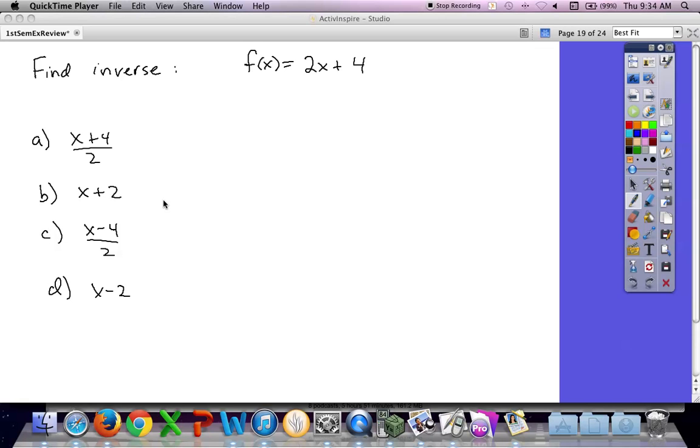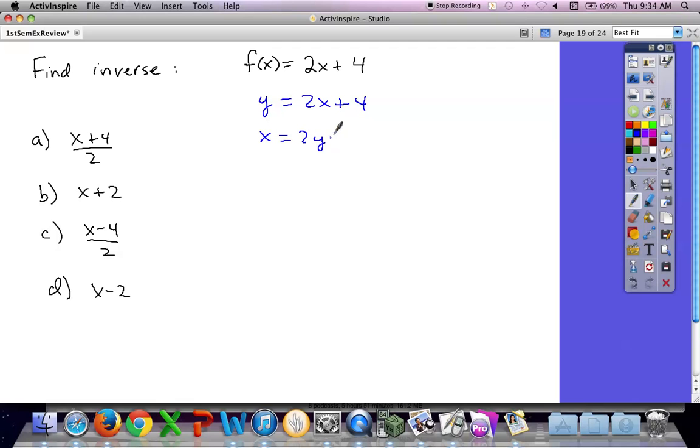Okay, find an inverse. Do you remember what our steps were for finding an inverse? Replace the f of x with a y. Switch the x and the y. Solve for y. Subtract 4, divide by 2.